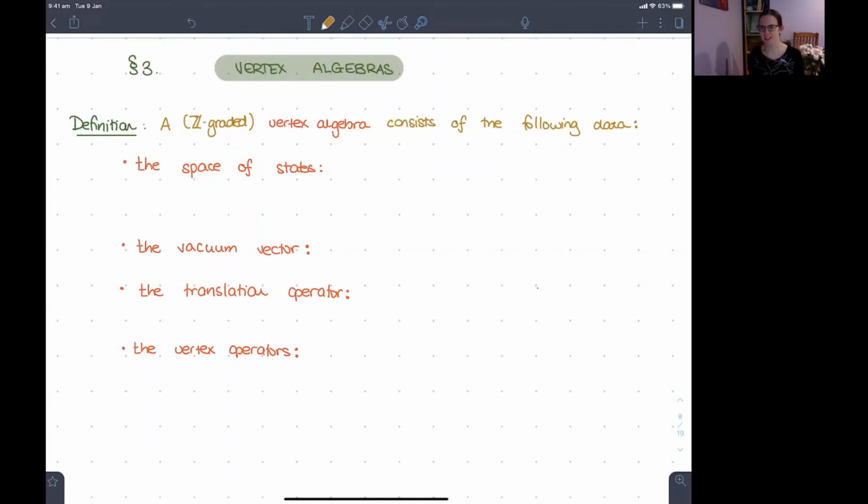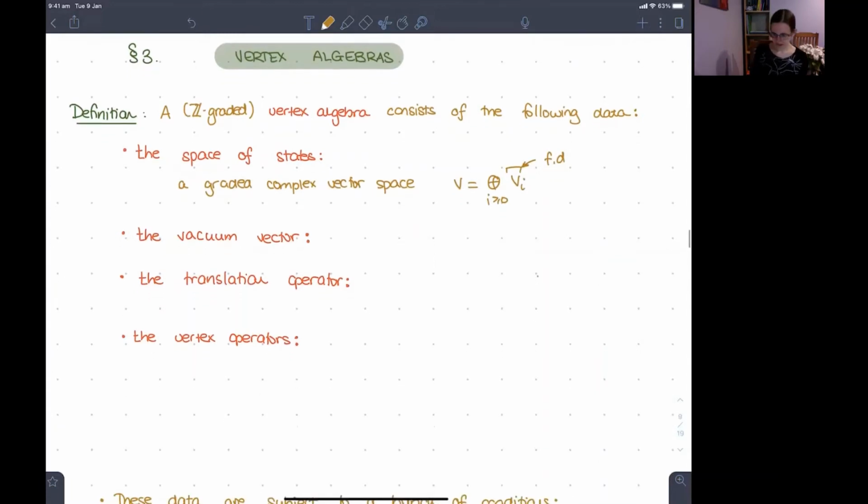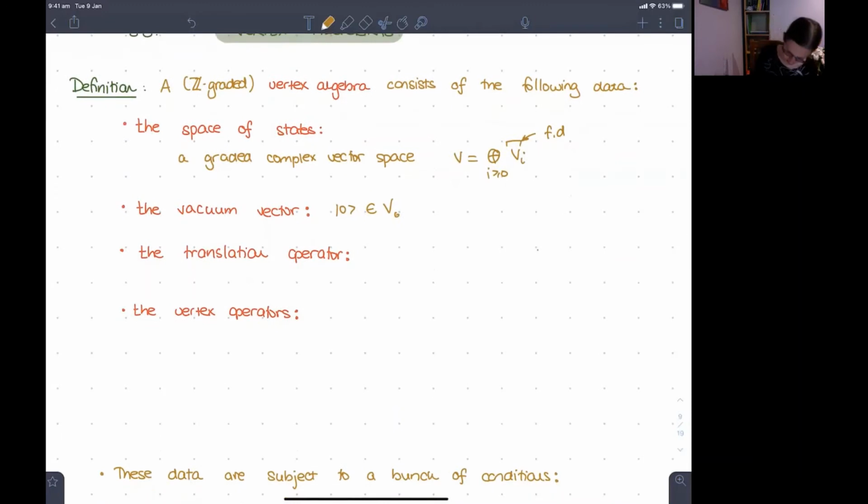The space of states. So we've already seen a space of states, so that's promising. And so the space of states is a graded complex vector space V, and each of the pieces should be finite dimensional. We want a vacuum vector. We've also seen the word vacuum appear, and that is some vector of degree 0. We want a translation operator, which is an endomorphism of V, which is linear and of degree 1.